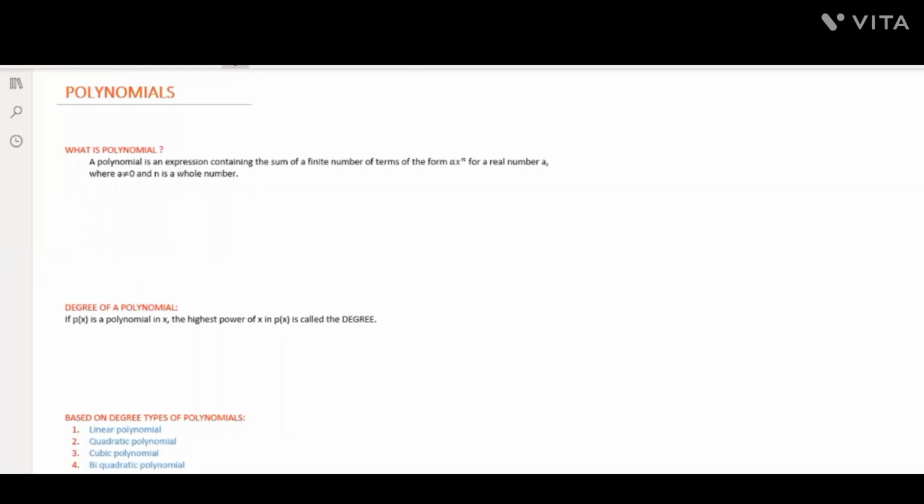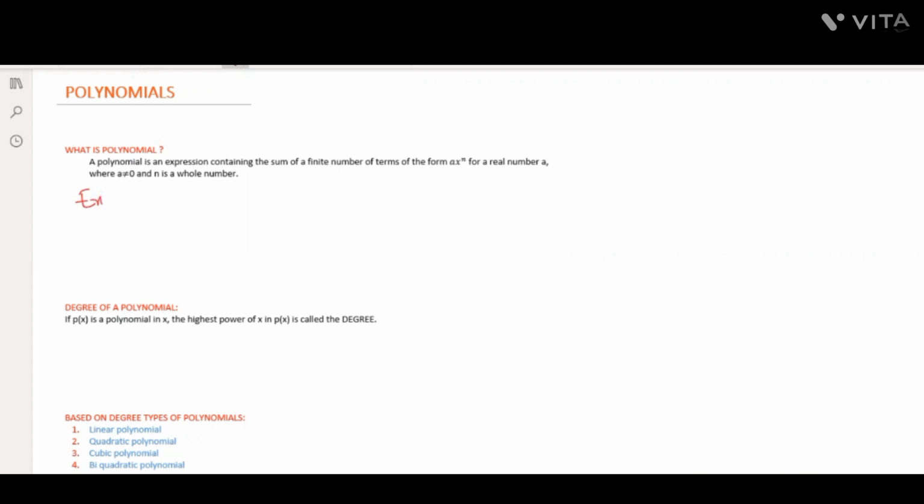Hello everyone. Today we are going to discuss the basics of polynomials, which we have in the Telangana State Board textbook, 10th class. First of all, let's understand what a polynomial is. A polynomial is an expression containing the sum of a finite number of terms of the form ax^n, for a real number a, where a is not equal to 0 and n is a whole number.